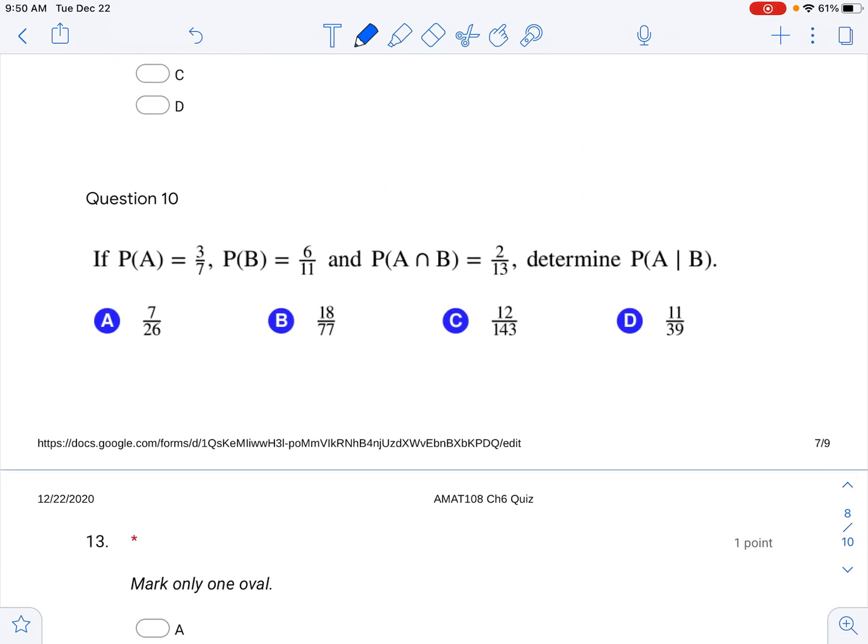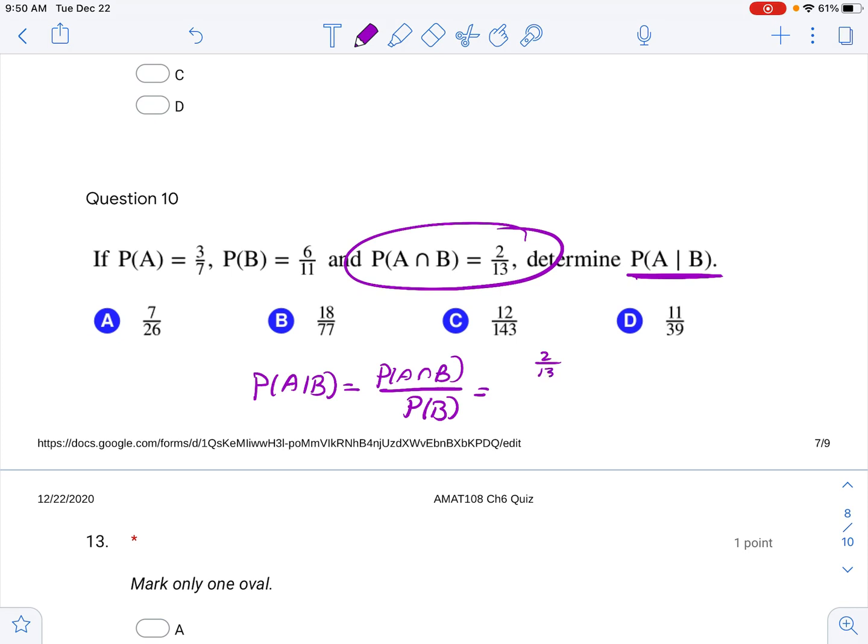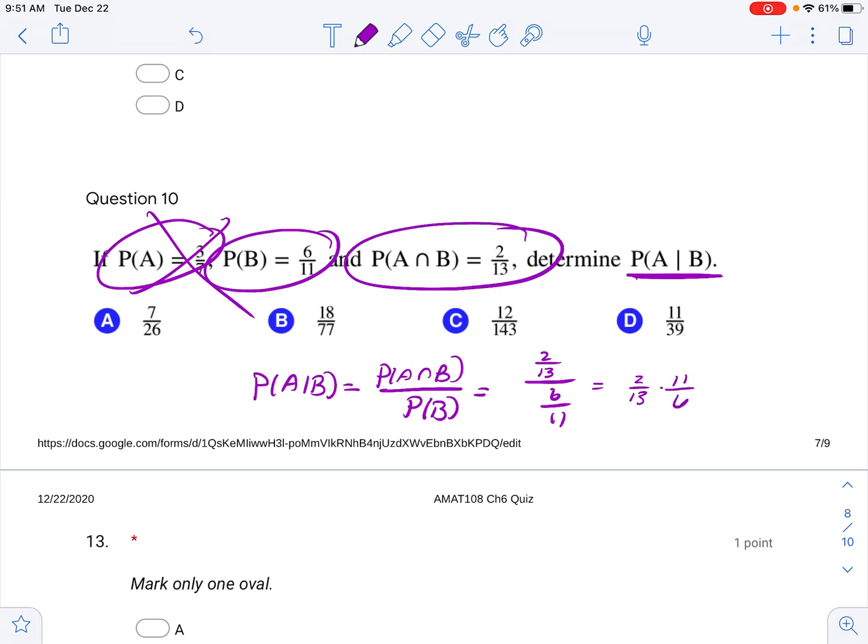Another conditional probability coming up, but this time you were given more information than you needed, and your job was to just use what you had. So again, probability of A given B is going to be the probability of A and B divided by the probability of B. Probability of A and B is given. Probability of B is given. Probability of A is given, but we don't end up needing that. Okay? You can punch that in carefully. You can keep, change, flip if you want to divide by fractions. Okay, whatever you got to do there. I'm going to simplify, and we get back 11 over 39, which is choice D.